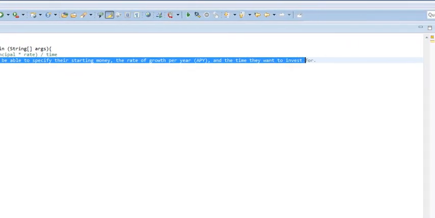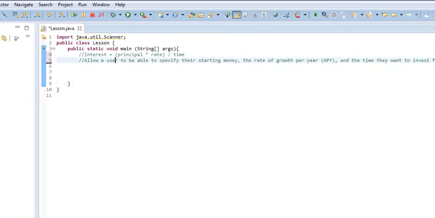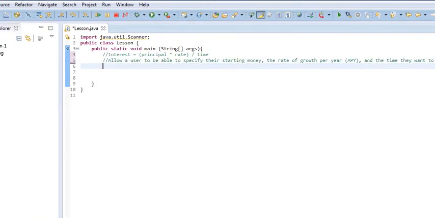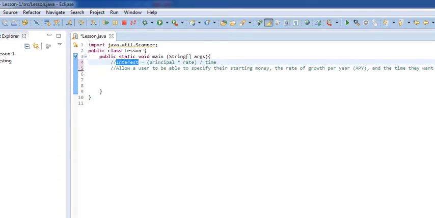Once we get all this coded out, that's going to be our goal: to have those three variables tell us how much interest is going to be earned. And mind you, this is simple interest.